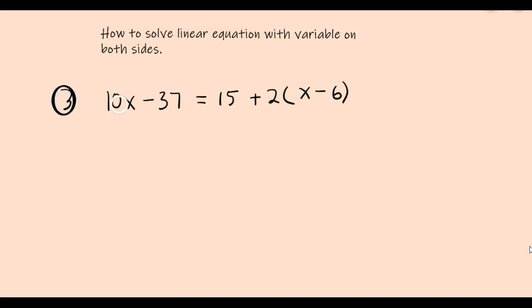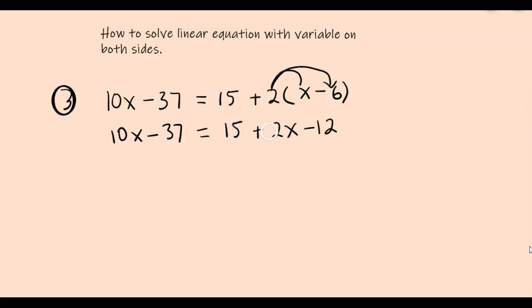question number 3. Realize that there is a parenthesis or a bracket involved, so we have to distribute. Remember our previous video? So we are going to distribute. We will rewrite this, so nothing is changing here. We are multiplying 2 times x, that gives us 2x. And 2 times -6, that gives us -12.